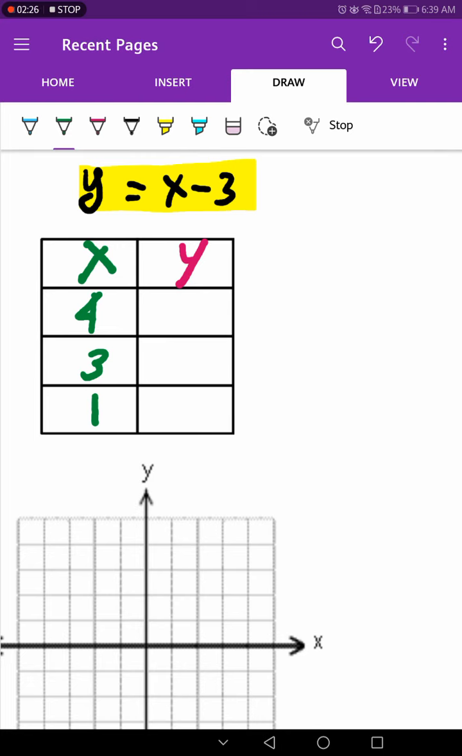Great. Now, how do I get the y values? You have to come back to the equation and say to x, hey x, if you are 4, what will happen to y? He said, if I'm 4, the y will be 1. Easy. We're done with this.